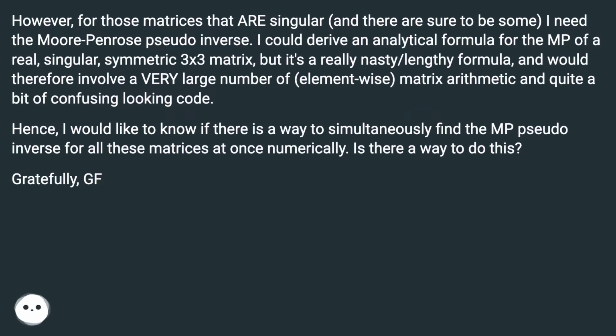I could derive an analytical formula for the MP pseudo-inverse of a real, singular, symmetric 3 by 3 matrix, but it's a really nasty, lengthy formula, and would therefore involve a very large number of element-wise matrix arithmetic operations, and quite a bit of confusing looking code. Hence, I would like to know if there is a way to simultaneously find the MP pseudo-inverse for all these matrices at once numerically. Is there a way to do this? Gratefully, GF.